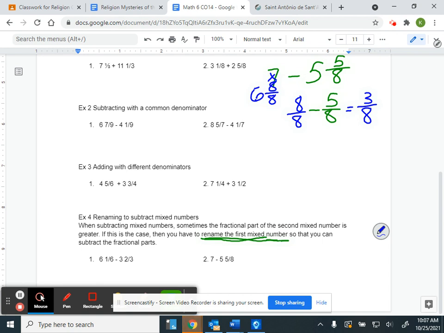We have our whole numbers. Remember, we have that new whole number. 6 minus 5 equals 1. We're going to put them both together, our whole number and our fraction. So the tricky part when we are subtracting those mixed numbers is sometimes we have to take one whole out to boost up our fraction so it's bigger.